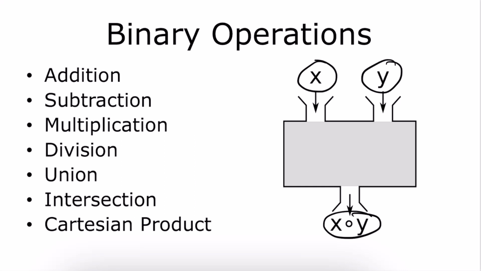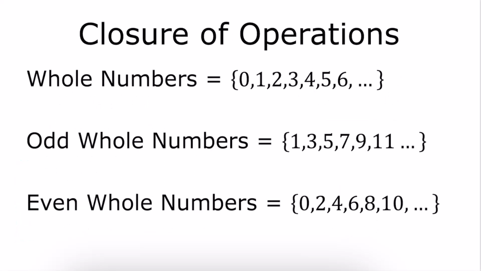And then you also have operations on sets, which we learned about a couple lessons ago, where you can find the union of two sets or the intersection of two sets, and that gives you a new set, or the Cartesian product of two sets, which also gives you a new set. So addition and subtraction are binary operations. And one of the things that we look at when we're looking at operations is we want to see if the operation is closed on a certain set of numbers.